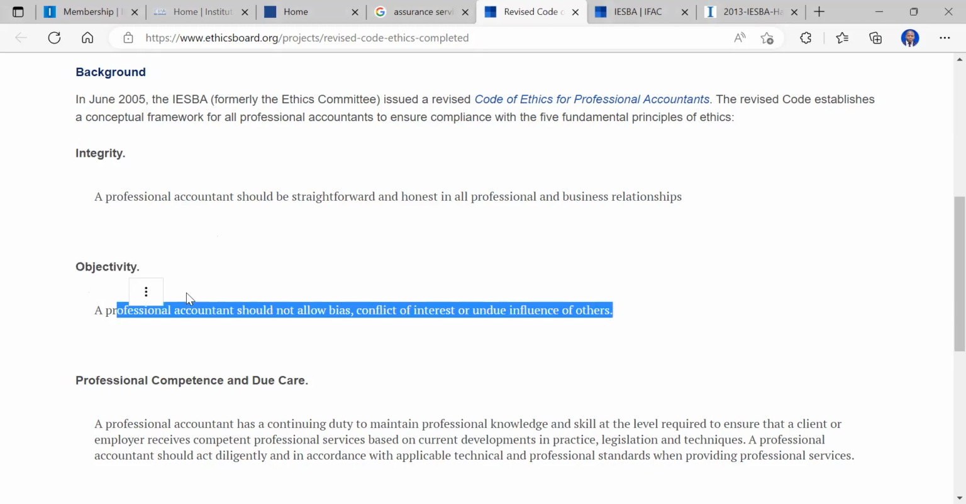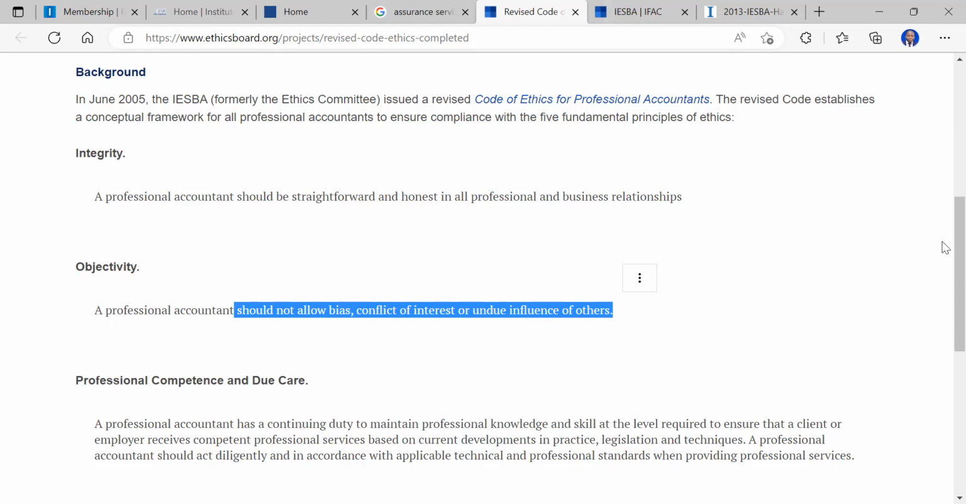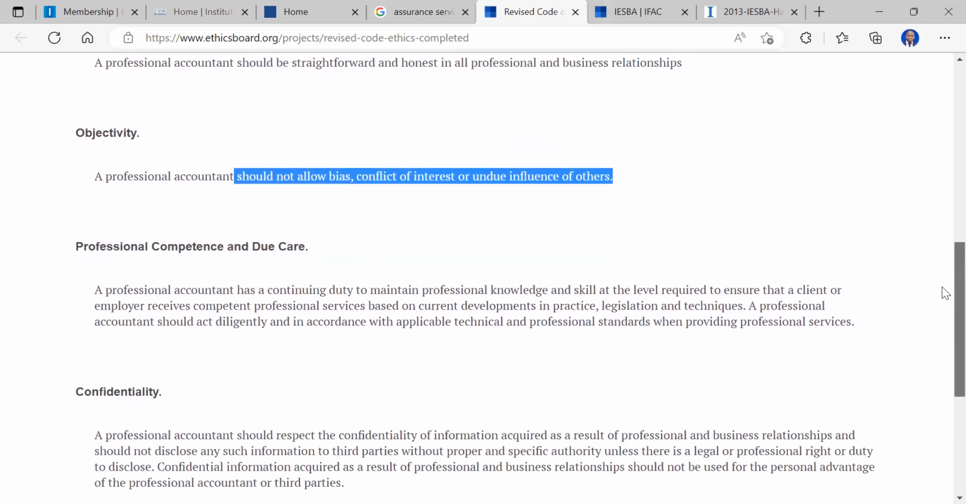Objectivity is the other, where we are saying that a professional accountant should not allow bias, conflict of interest, or undue influence of others, okay? Whatever you give should not have bias. Where you have conflict of interest, you declare. For example, if you're recruiting for an accounts assistant and you're the accountant and your girlfriend or sister applies, you should be able to declare conflict of interest and say, guys, this one is my sister, so I cannot sit on the panel.